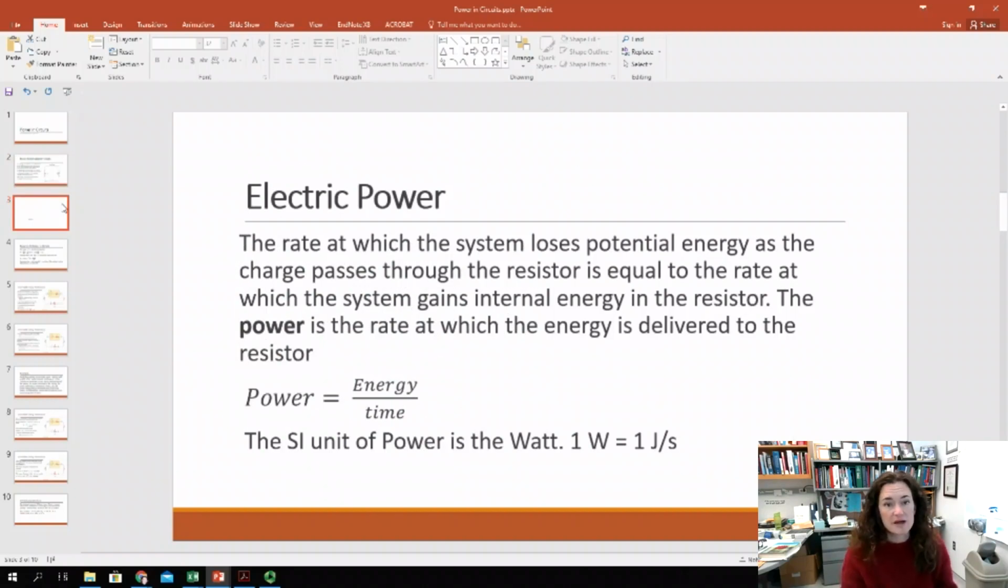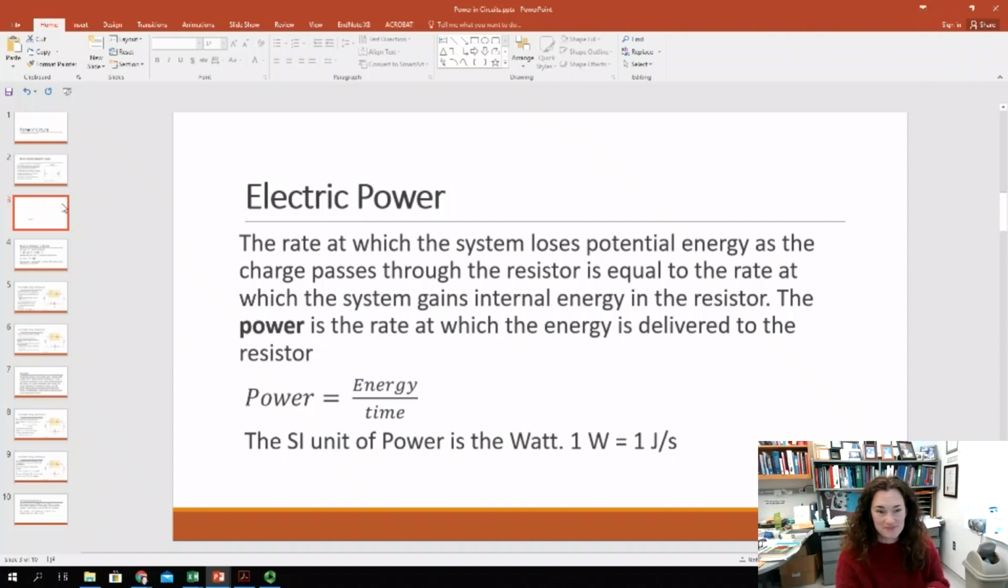Now we can talk about the power of a circuit. That's going to be the rate at which the system loses the potential energy as the charge passes through the resistor. Okay? You can also think of it as the energy that's provided by the battery, the rate that the battery provides energy, or you can think of it as the rate at which the internal energy of the resistor increases, or the heat of the resistor increases.